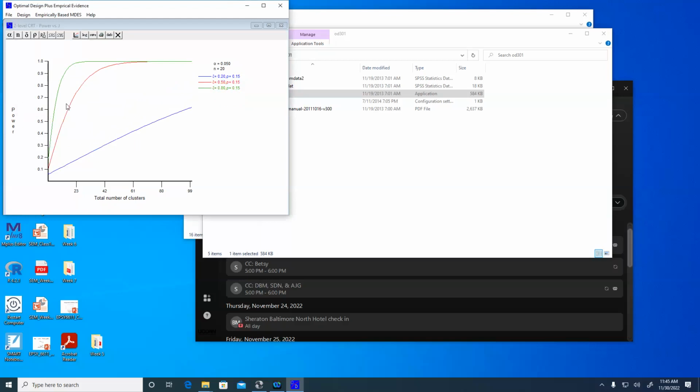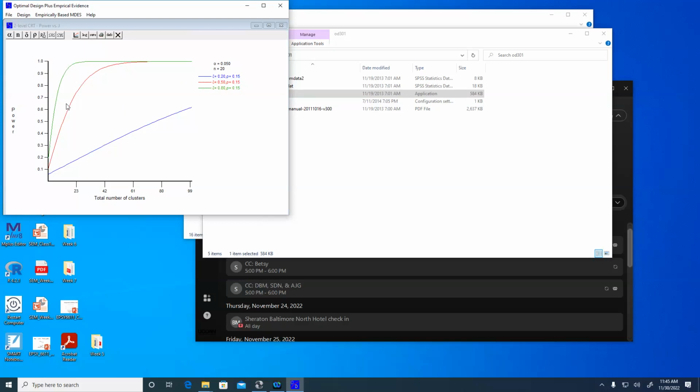It's saying, okay, for all of these, the ICC is 0.5. For this blue curve, the effect size is 0.2. The red curve, the effect size is 0.5. The green curve is the effect size of 0.8. And this is power. What do you notice about the power? Now, everything else is being held constant, right?